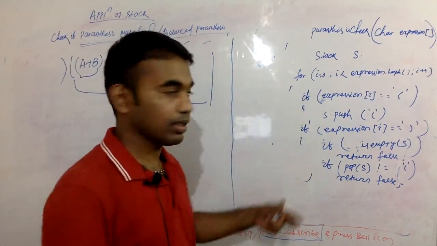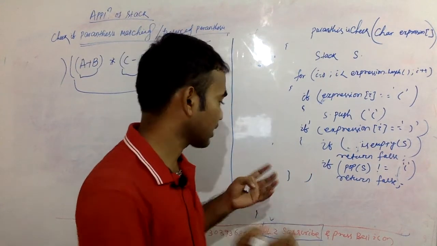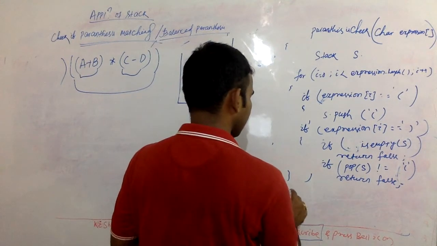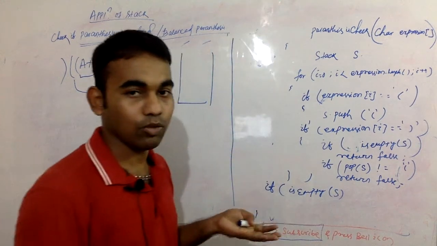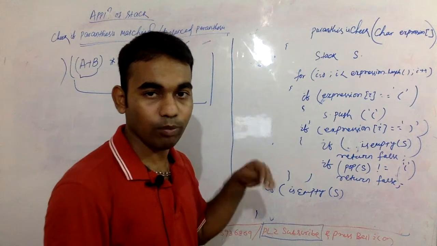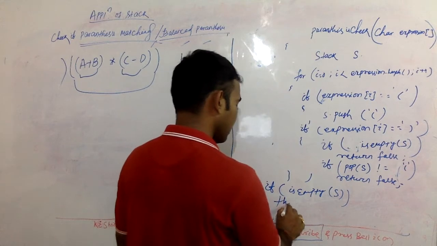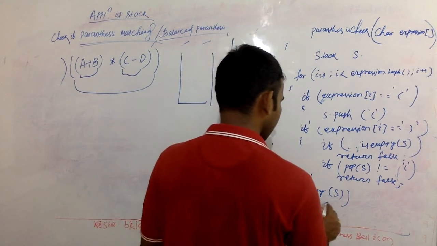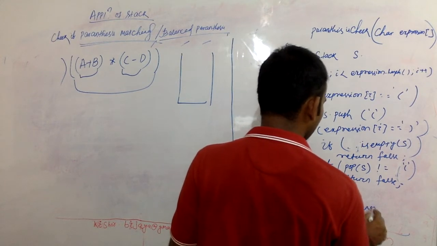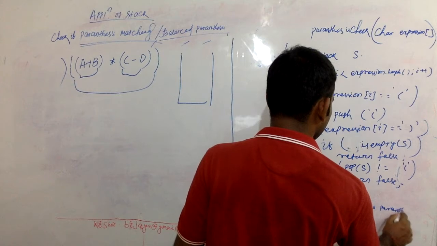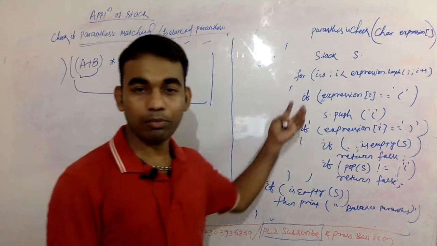Once this for loop is done, once everything is done, the stack should be empty. So that's the condition. If the stack S is empty, you can check. We know how to check that a stack is empty: if top equals -1. If the stack is empty, then we can print, or System.out.println, anything like: the given expression is balanced parenthesis. Okay, so this is the algorithm, or maybe you can say the coding.